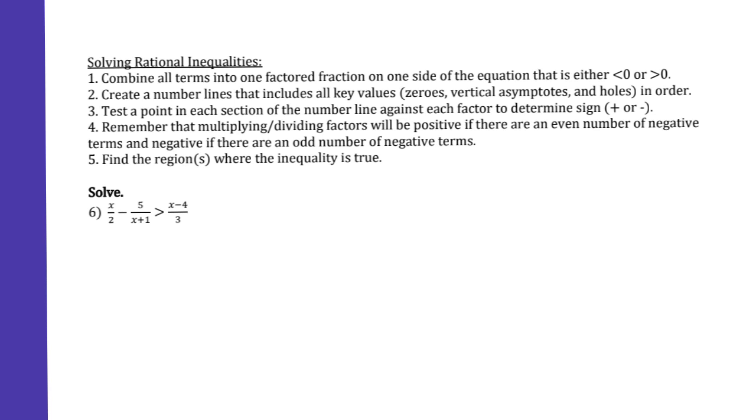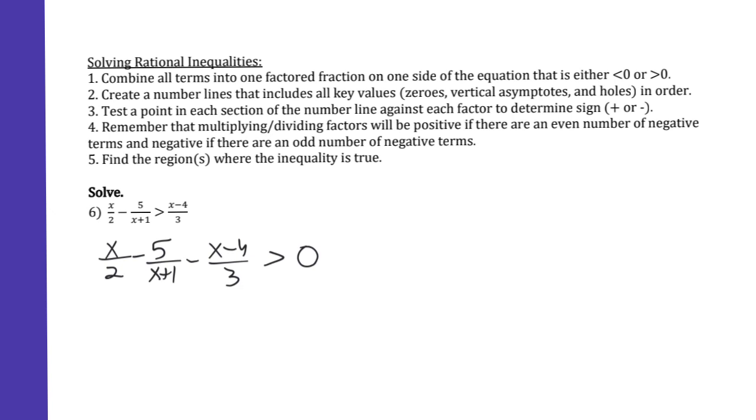You can't have all sorts of things. It just makes it too complex. The most important thing is to get all the terms on one side, get 0 on the other side, and then let's solve it. Okay, so in this first question, we're going to subtract that fraction that's on the right side, and you get x over 2 minus 5 over x plus 1, then minus x minus 4 over 3, and that's going to be greater than 0. So step 1, get all the variables on one side and get 0 on the right side.